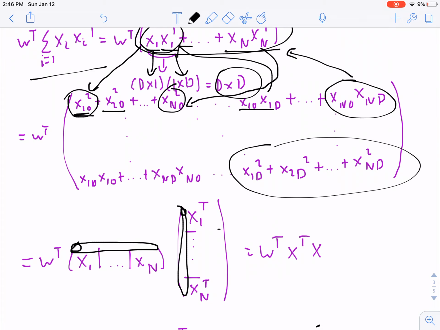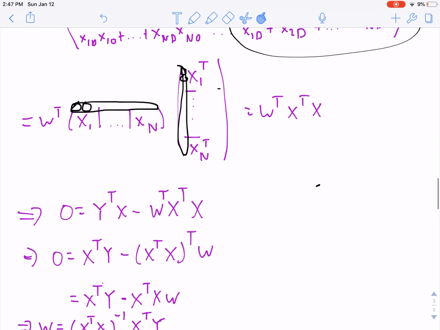So multiplying these together, we get x1 naught squared. Then the second element of the row and the second element of the column will give us x2 naught squared, and this will work all the way down. And we can similarly check the other four corners, or all the elements in this matrix, but you'll see by the pattern it will work out, and thus this is just x transpose times x.